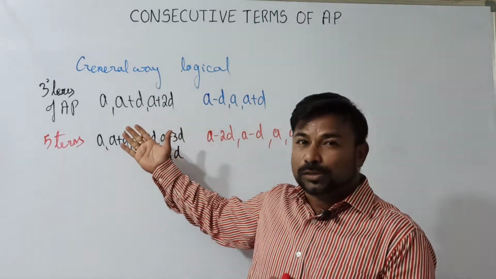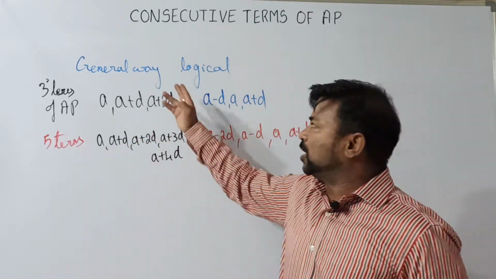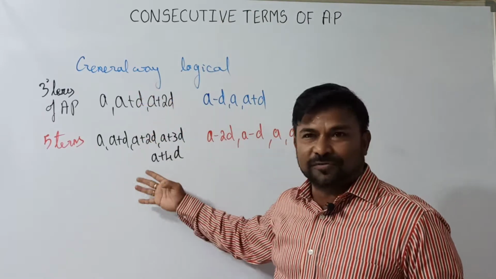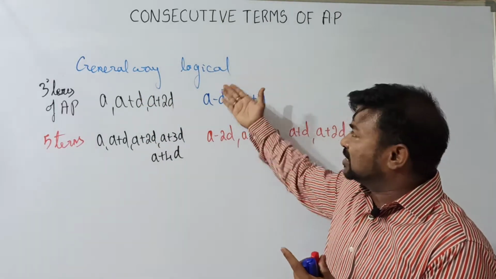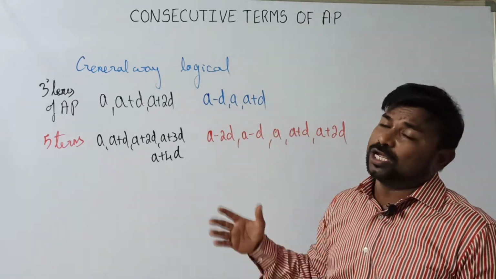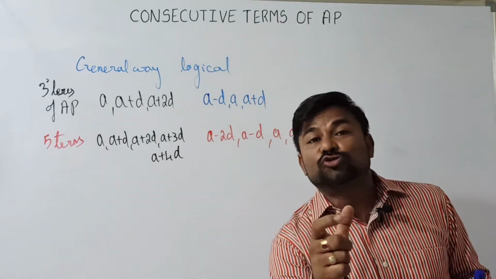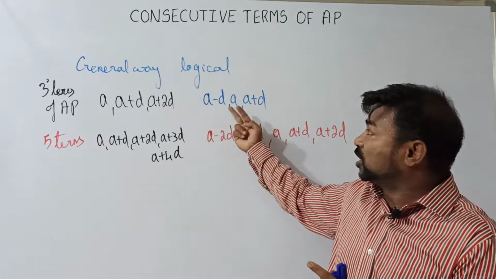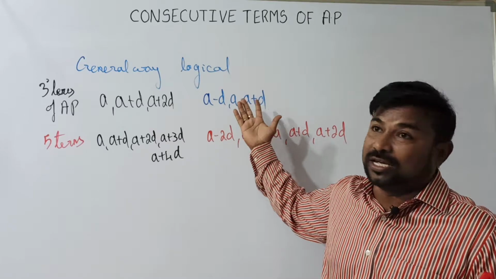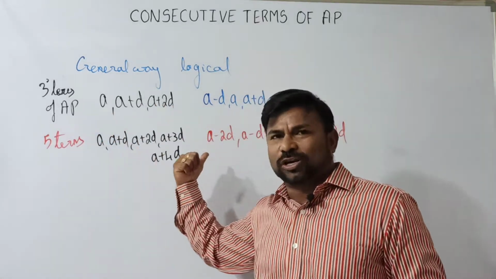When we are asked to take three terms or five terms, generally these are the ways, but the better, logical way is taking a minus d, a and a plus d. Of course, arithmetic means the difference should be d, whether we take it like this or like this. Here, if you check, the difference between any two terms is d, and here also. But this is the tricky part.